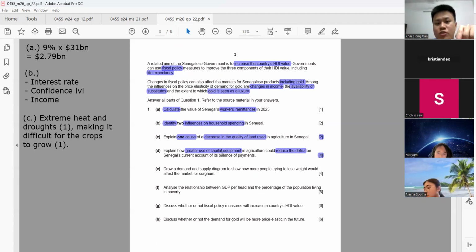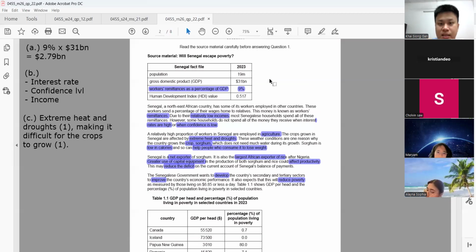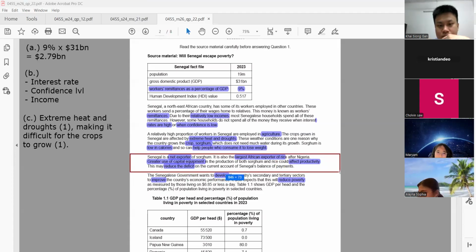Okay, remember this question? Greater use of capital equipment, how to reduce the deficit. Refer to the question paper. You have the question paper in the group. So this one, where's the part? Is here. Okay, this one. This is the answer here.